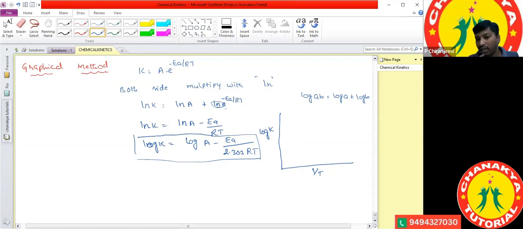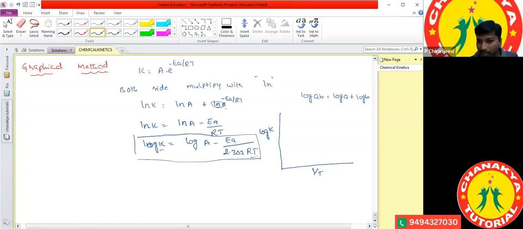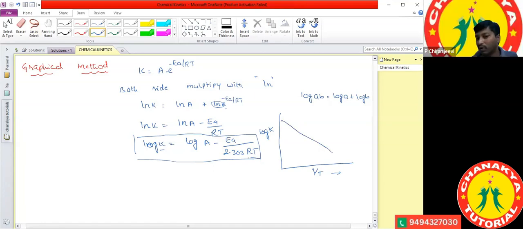But graphically, from the equation, how can we represent this? Is it inversely proportional or directly proportional? Here it is log K. Inversely proportional, sir. Inversely proportional means if the temperature increases on this side, the rate constant decreases, and you will get a line like this. Because of the inverse proportionality, it decreases in this manner.